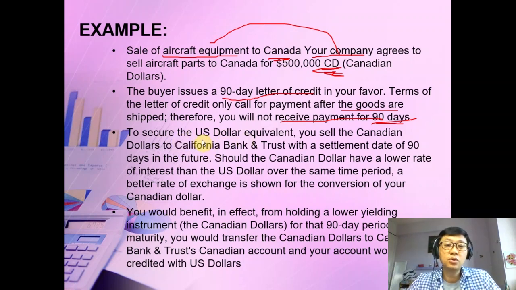So now I have a problem with this exchange rate, because over 3 months the exchange rate can fluctuate. So I might sign up a forward contract with a Canadian bank to fix the exchange rate. That is the whole scenario. Your company, a US company, sells aircraft parts to Canada. Canada wants to pay you in Canadian dollars, and you want to fix the Canadian dollar rate so that you can be assured of a certain US profit.